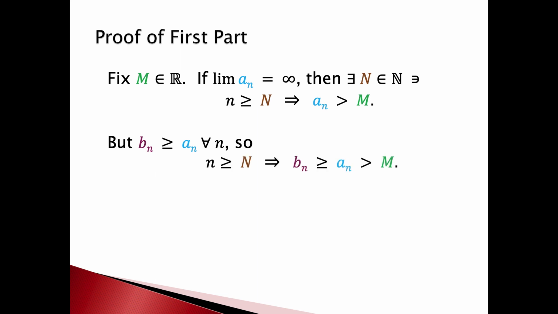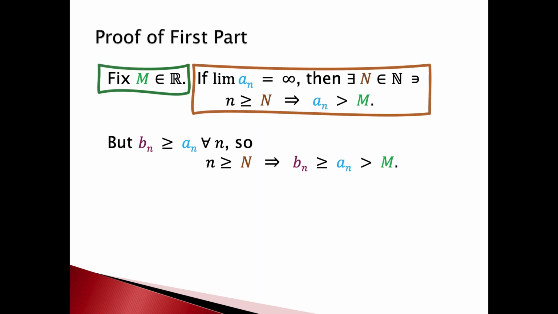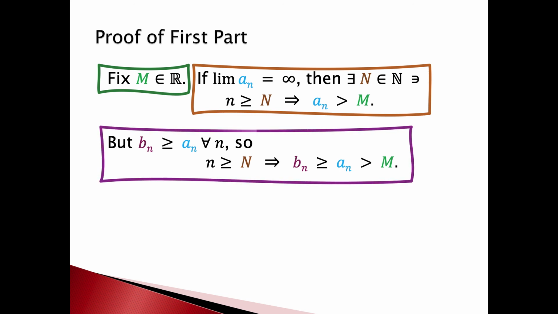So what that means is whenever little n is bigger than or equal to capital N, b sub n is bigger than a sub n, and a sub n was bigger than m. And there we go. And again, you see the structure of the proof, right? I fixed some arbitrary m. I showed that there existed an n, and then I worked through the implication and showed that the n did what I wanted it to. Exactly the same idea we've used before.